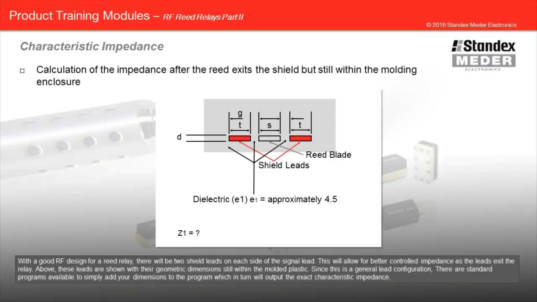Above, these leads are shown with their geometric dimensions still within the molded plastic. Since this is a general lead configuration, there are standard programs available to simply add your dimensions to the program, which in turn will output the exact characteristic impedance.